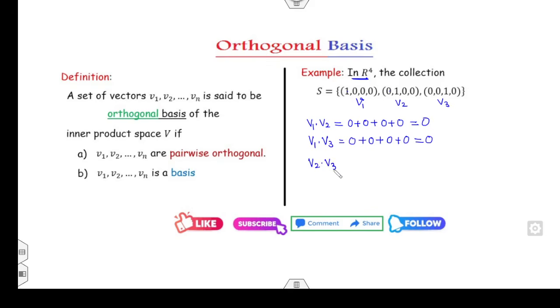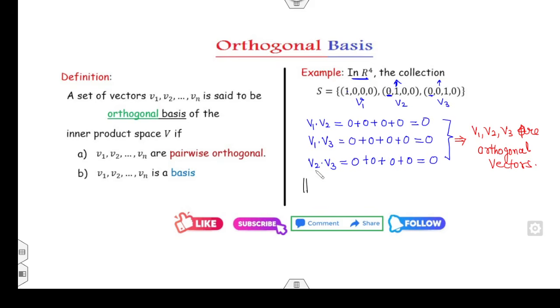Similarly, v2 dot v3: first element with the first element is 0, second element with the second element, third element, fourth element. Fine. Now what does it mean? If all these elements are 0, that means v1, v2 and v3 are orthogonal vectors. Fine. So these are my orthogonal vectors.